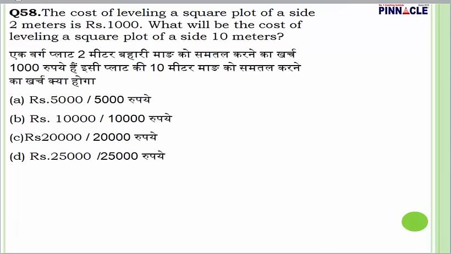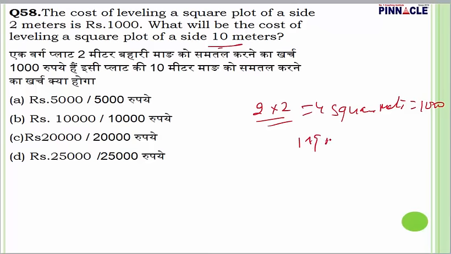Next question, question number 58. The cost of leveling a square plot of side 2 meter is 1000 rupees. What will be the cost of leveling a square plot of side 10 meter? Now, for a square plot of side 2 meter, 2 into 2, that is 4 square meters. And 4 square meter cost is equal to 1000 rupees. So 1 square meter cost is equal to 250 rupees. 1000 divided by 4, that is 250 rupees for 1 square meter.